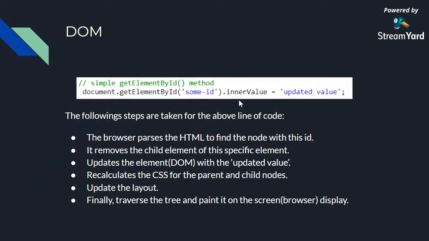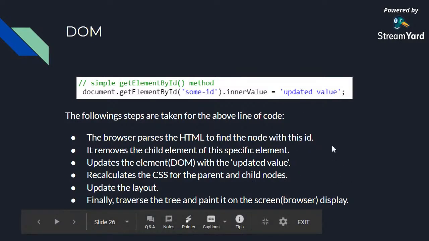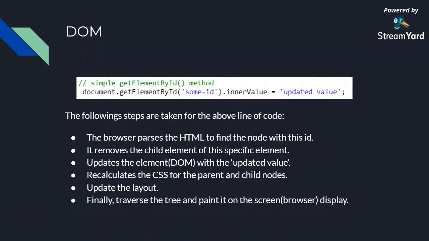We are giving some id dot inner value, and we are updating that value. Okay, so these are the steps that need to happen to get the updated value on the screen. The first step: the browser parses the HTML to find the node with this id. So it parses the entire screen and finds the HTML element with the id that you sent here. So it needs to go and search for it.